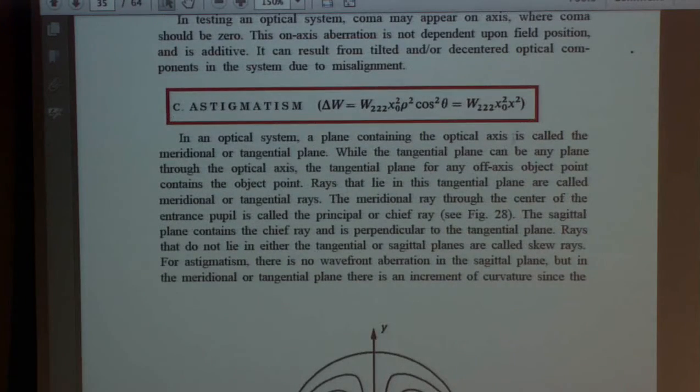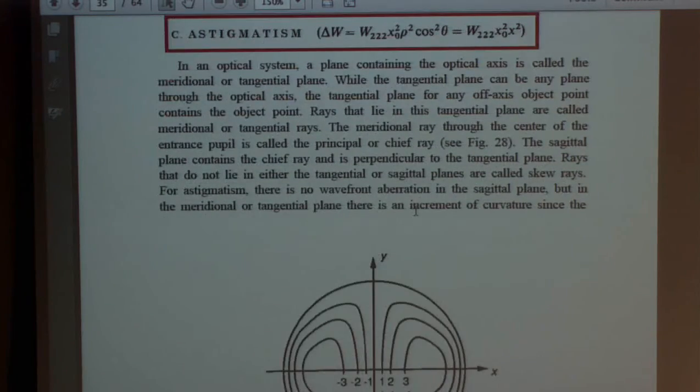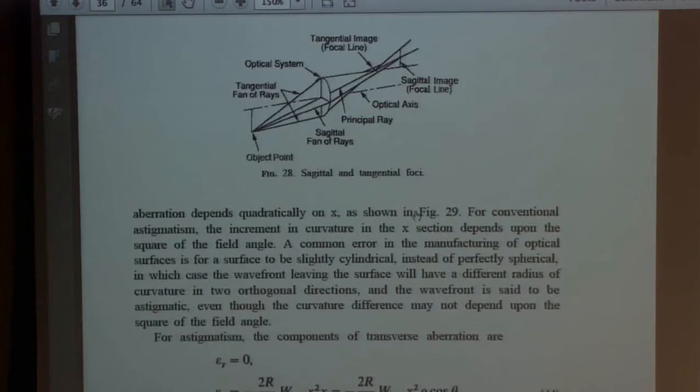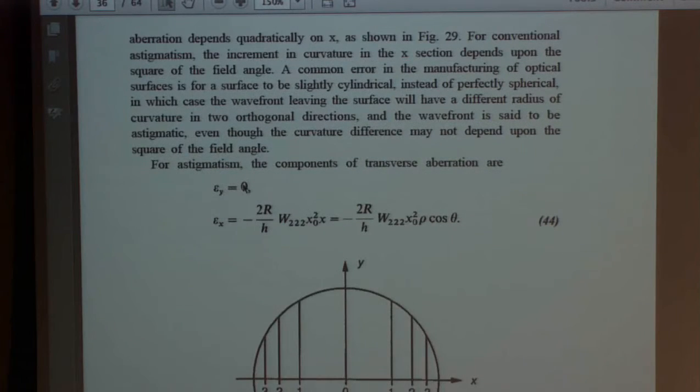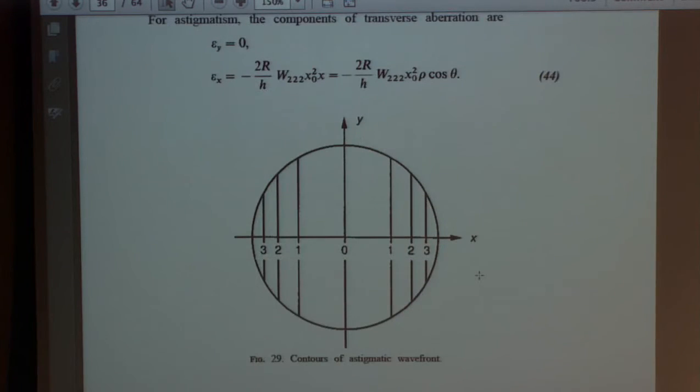So the transverse aberrations, let me see here. I like this one. I can find epsilon sub y pretty easily. I just have to take a derivative with respect to y and I get 0. So epsilon sub y is 0. And epsilon sub x then is just 2r over h, W222 x naught squared times x. And I could write that then as rho cosine theta.